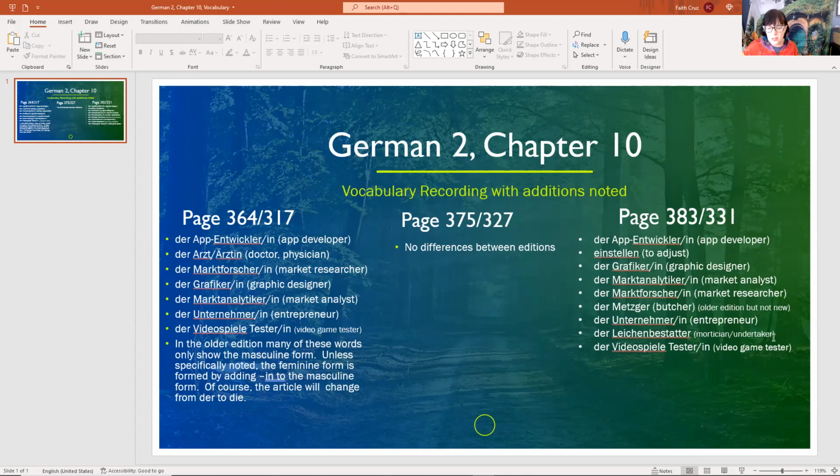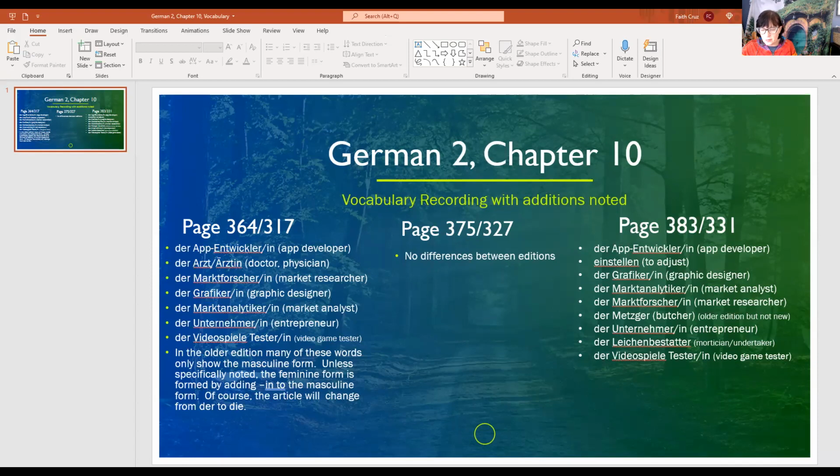First of all, in the third column on the slide, I want you to go down to the word Metzger, the word for butcher. Now, that's in the older edition, but not the new edition. And so even those with the new edition, I'd like you to memorize that word, der Metzger, because one of the unique things about Germany is that many of the towns still have a little in-town butcher where you go get fresh meat, just sort of a little mom and pop shop. So I just want to point that out to you, and I want you to memorize that word.